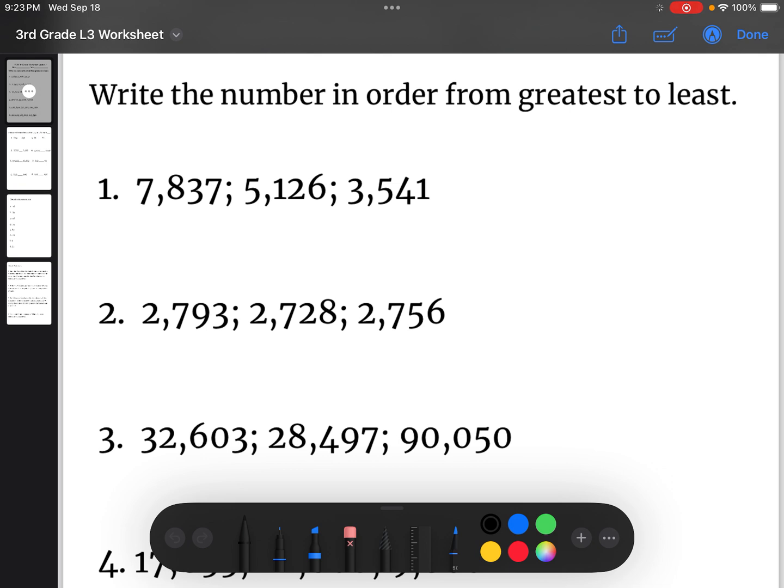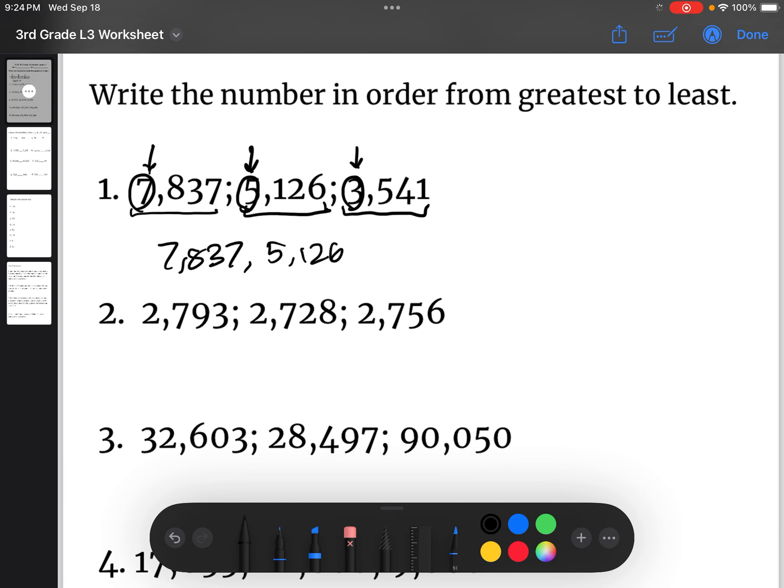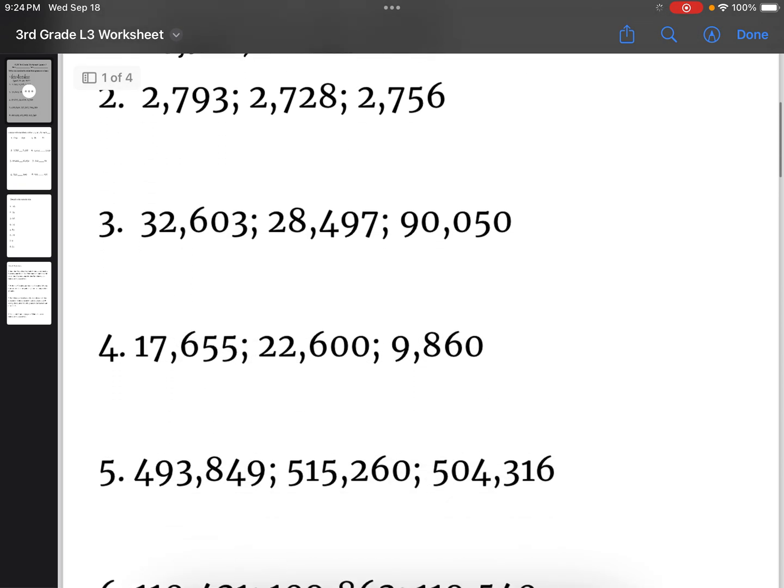As you can see in this question, they're all numbers that are in the thousands. This is 7,000, this is 5,000, and this is 3,000. The easiest way to do it is just look at the first digit. If this is 7, this is 5, and this is 3, then we'll know that 7,837 is the greatest. Then next is 5,126, and then last is 3,541. So you could just easily look at the first number, and that'll allow you to find the greatest to least order.